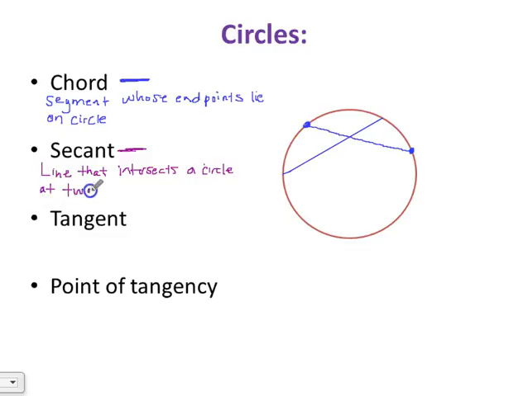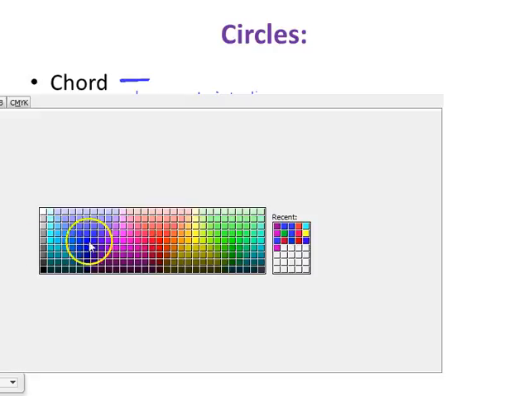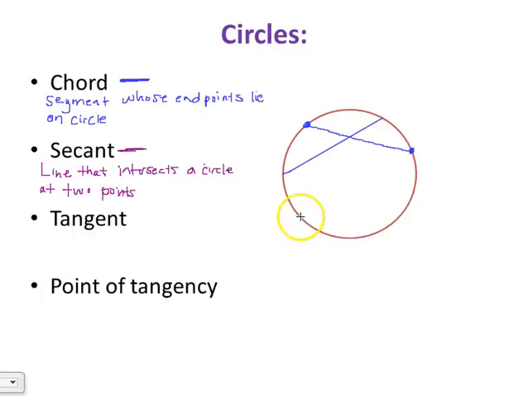And we're going to draw an example here. So remember, it's a line, so it's going to continue on in both directions, and it's going to intersect the circle at 2 points. So let's do an example of a secant. So it's a line, so I do need to add on my 2 arrows to show that it is a secant. It's a line. So that's a secant, where these up above were our chords.